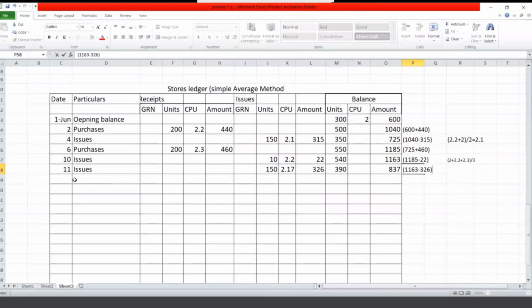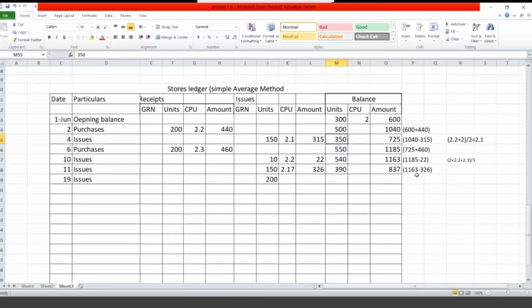After 11th, it is on 19th. Again issues. How much is issues? 200. Now check it out. What are the amounts involved? Total 300 units are there with 2 rupees. Already you have utilized these 300 units, so these 2 rupees were over. It is not there with you. Now we are having only 2.2 and 2.3.